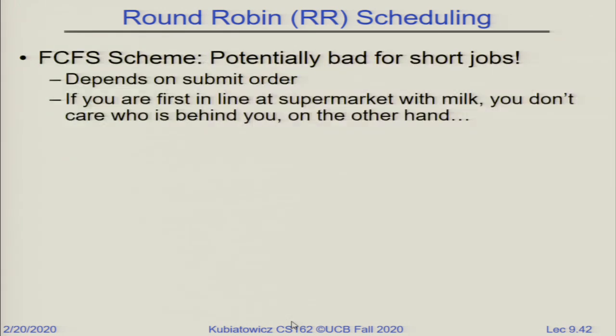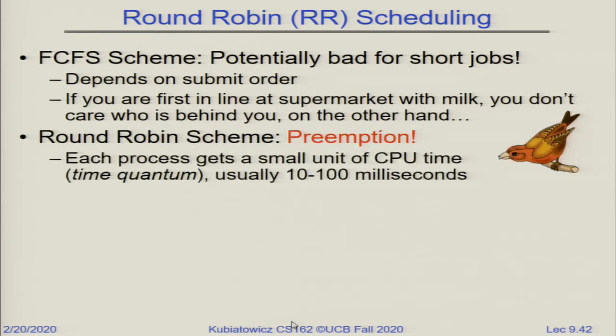So the first come, first serve scheme is potentially very bad for short jobs, which raises the annoyance factor. The short burst makes people annoyed if you're stuck with first come, first serve. So what we'd like to do is something else. We're going to try round robin, which is really about preemption.